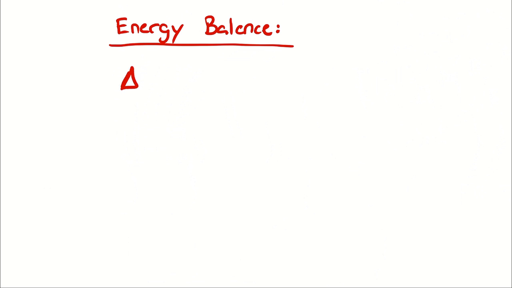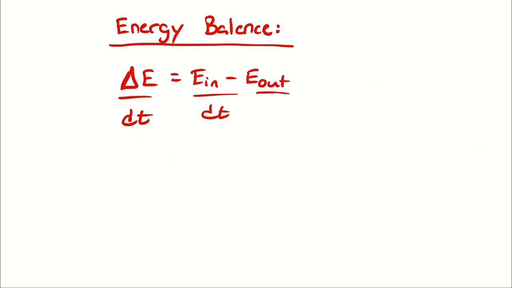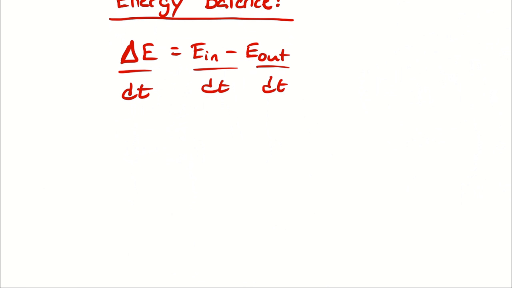Now, energy balance. Delta E of our control volume is equal to E in minus E out. I recognize that because I'm describing this process as being steady state, I can probably use the rate form of my energy balance. So I'm going to divide everything by dt, at which point I have the rate of change of the energy of the control volume with respect to time is equal to E dot in minus E dot out.